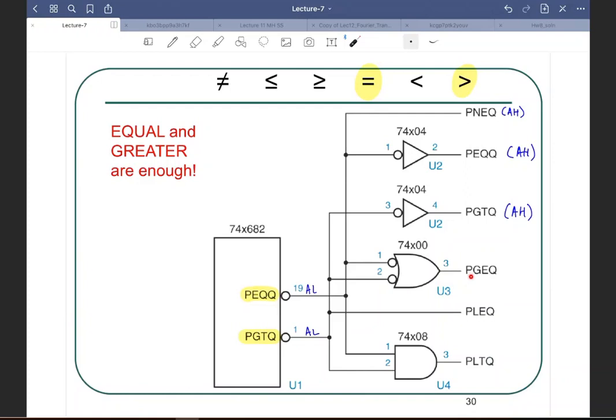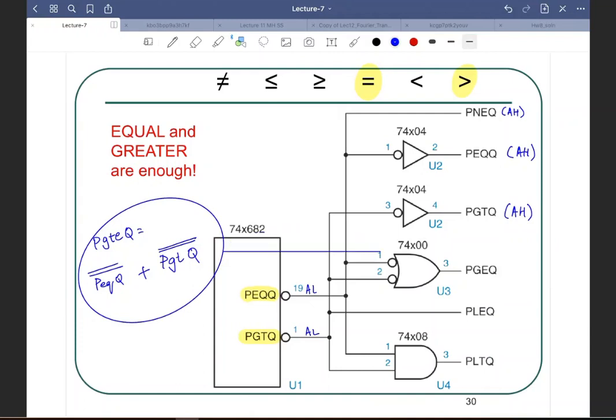How about P greater than or equal? For greater than or equal, you have to take P equal, P greater than, complement both of them, and then put an OR in front of it. So essentially what you're doing is you're taking P equal to Q, which is in the active low format, and you're complementing it, or P greater than Q, you're complementing it, that will be essentially P greater than or equal to Q. So that's how that is related. And again, that's an active high output here too.